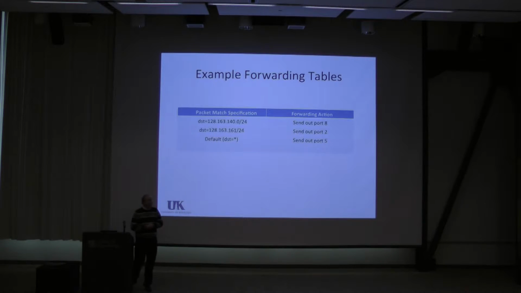Now, the typical routing table looks something like this. This is just an example, where when packets come into a router or switch, there's a forwarding table there. And it looks up and says, where is this packet destined for? So if the packet is destined for a particular address, and usually this is specified as an IP address range, then I may send it out port 8 on the switch, for example. Or if it's a different address range, I might send it out port 2. Or if it doesn't match any of those, then I might send it out default port 5. So this is a typical forwarding table structure in a switch.